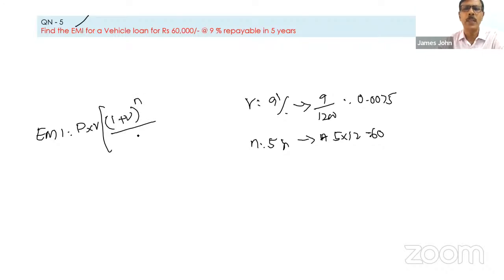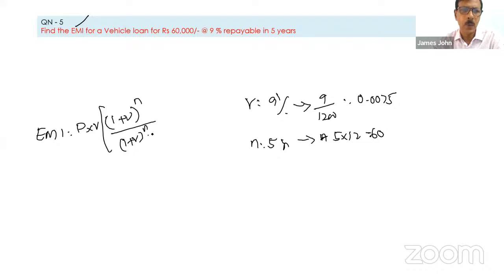No. You have to look at the compounding period. If it is monthly compounding, it is 1200. That means if it is equated monthly installment, it is monthly compounding. Equated half-yearly installment means half-yearly compounding. Equated annual installments, it is annually compounding. Accordingly, you have to change R and N. I told you in the beginning.